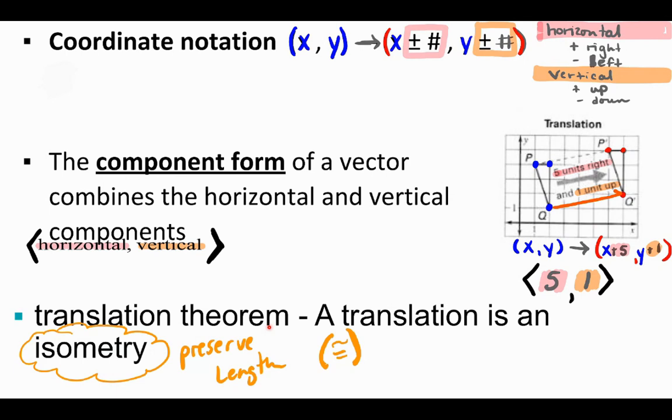The translation theorem simply reminds us that translations are isometries, which preserve the length. So my pre-image is still going to be congruent to the image. We're keeping all of our measurements the same. We're just shifting it around on the graph.